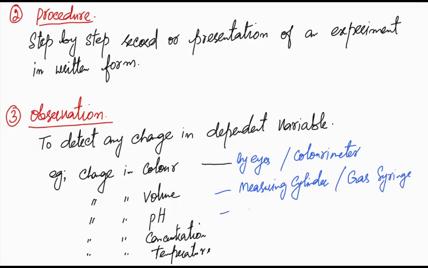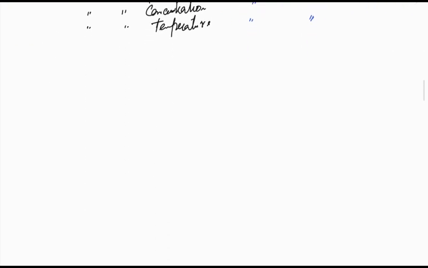In the same way, for pH we can use a pH scale or a buffer solution. In the same way we can measure concentration, and for temperature we can use a thermometer. So there are different methods by which we can observe any change in the dependent variable. And after we observe the change, then we are going to record the change.